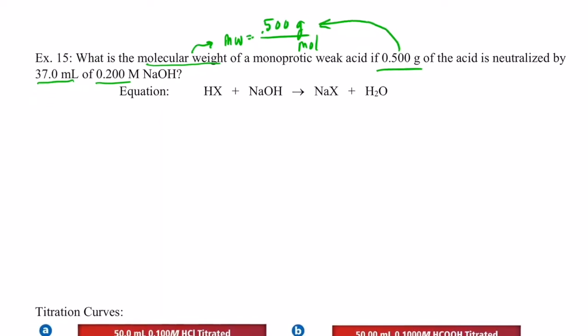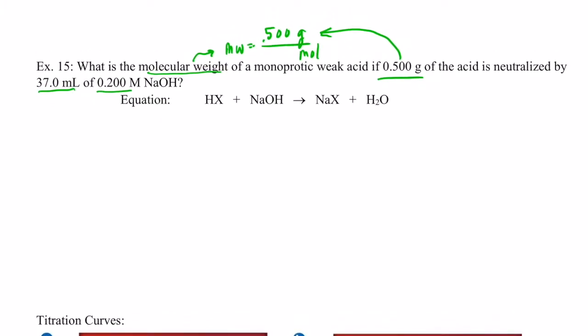Now, since I don't know the acid, I have to write a generic equation, so I'm just going to call it HX, and I'm reacting it with sodium hydroxide. Now, it's monoprotic, which means we only have one hydrogen. So that means I'll only need one sodium hydroxide. So this equation is balanced as it's written. It's a nice, pretty 1-to-1 mole ratio. So our equation's written, so let's move on to the second step, which is getting into moles.